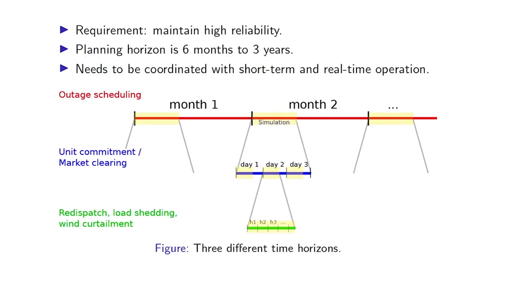So I'm going to talk now about outage scheduling from the TSO perspective. The TSO has different timescales. In terms of months ahead, they can do simulation, and then every day is broken into, say, 24-hour windows. You can do redispatch, load shedding, and wind curtailment. You can do the three time horizons that are relevant. We omit the years for asset planning.